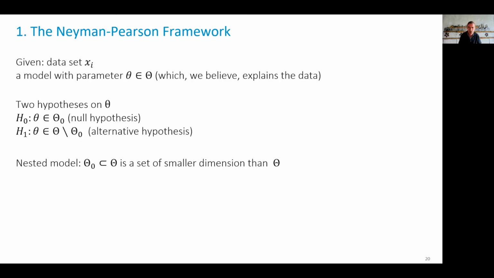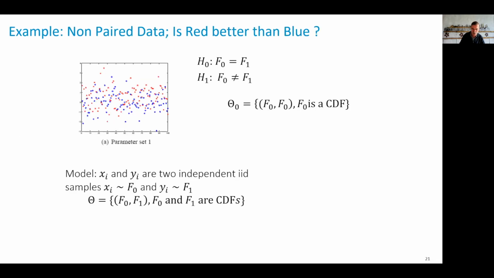We have a continuous set of values, capital theta, and we're interested in knowing whether we are in a subset of capital theta, which is of smaller dimension than the global set. So the two hypotheses, null or non-null, are not symmetric, in the sense that the null hypothesis corresponds to fewer dimensions than the alternative hypothesis.